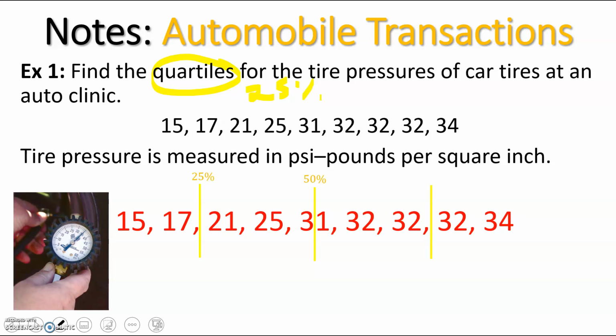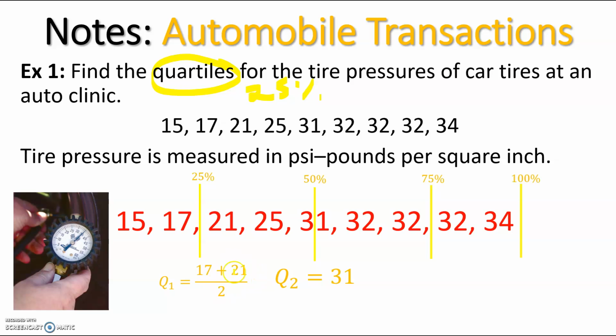And then we're going to do the same for our top half. So we're literally cutting it in half, then cutting the bottom half in half, and then cutting the top half in half. You'll note that we have 4 25% sections: 0 to 25, 25 to 50, 50 to 75, and 75 to 100. We'll refer to this middle one as Q2. This one over here is Q1.